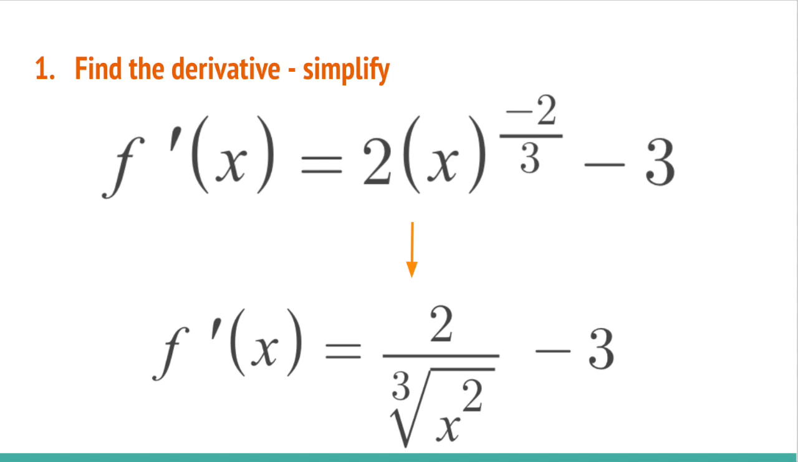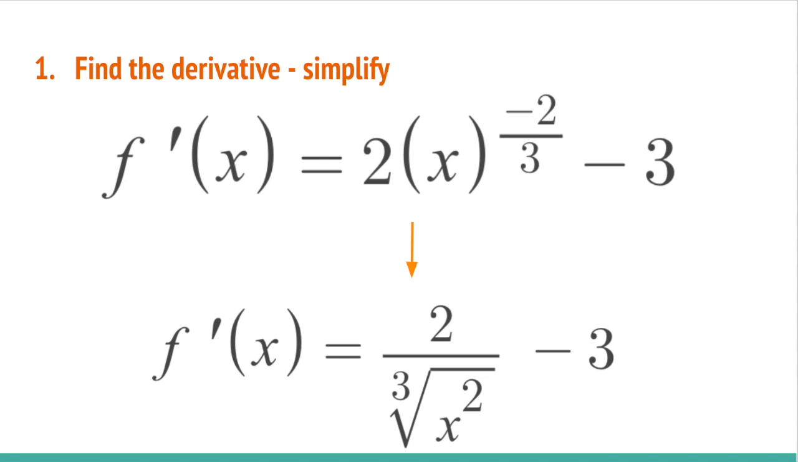The simplification of exponents was also done by the law of exponents. Since the exponent is negative, it will go to the other side, which will go down. And since it is a fraction, it will also turn into a root.